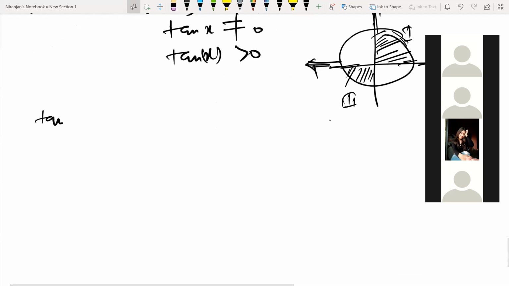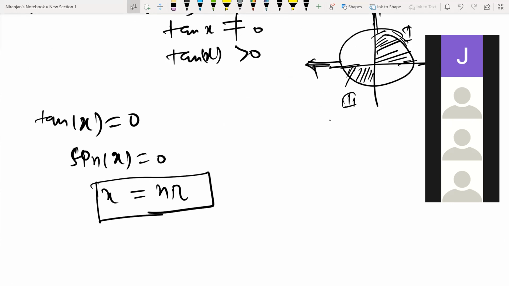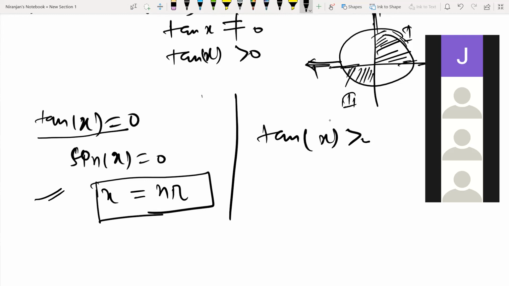Now, to make tan x 0, your sin x is going to be 0. So sin x is 0 when your x is in the form of n pi. So this cannot be in the domain because that will make tan x 0. So I need to exclude this one first. Now, tan x is positive.